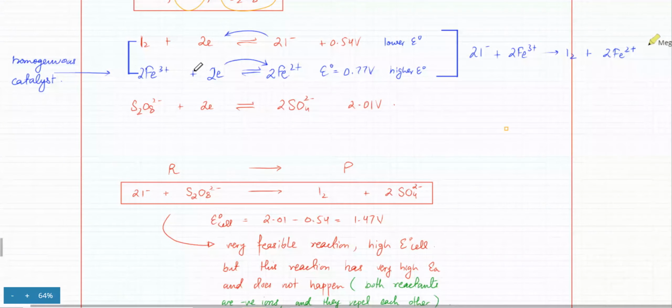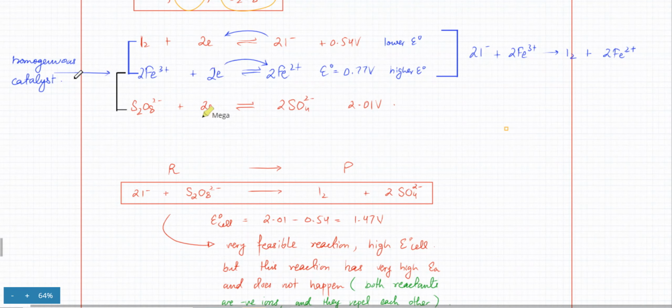I said, then what's going to happen with this S2O8 equation? Even that is going to go and react with the iron catalyst. So even the S2O8 equation is going to react with the iron catalyst equation.